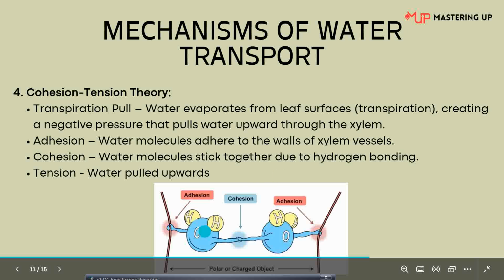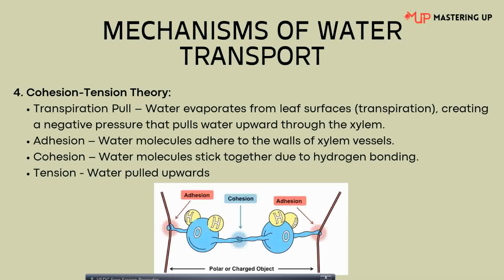So here you can see these water molecules are being connected to each other with hydrogen bonding. Hydrogen bonding is a very strong bond. These water molecules are connected to each other using hydrogen bonding, so this is called cohesion. And the water molecules attached to the walls of the xylem vessel, that is called adhesion. Just remember this picture.